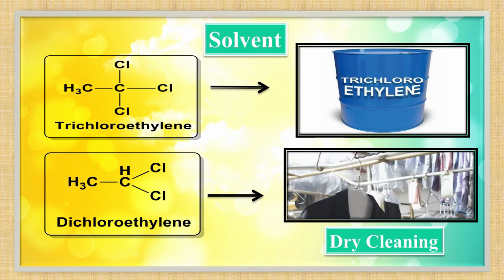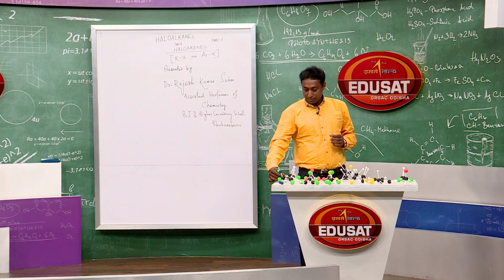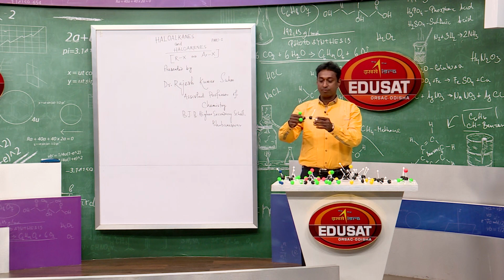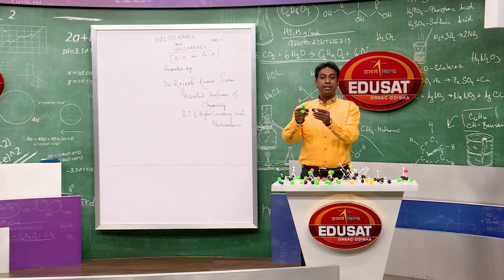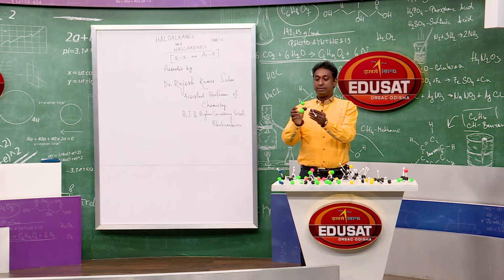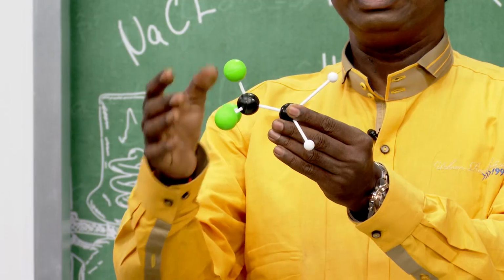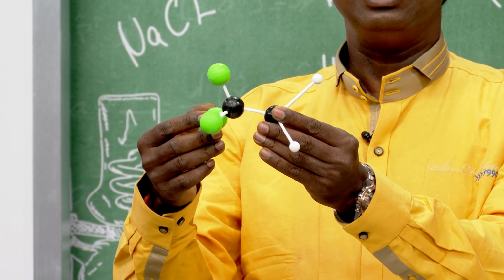Students, these two haloalkanes I can explain to you in terms of a model. Look at this. This one is trichloroethylene. Look at this. There are two carbon atoms and three chlorine atoms.